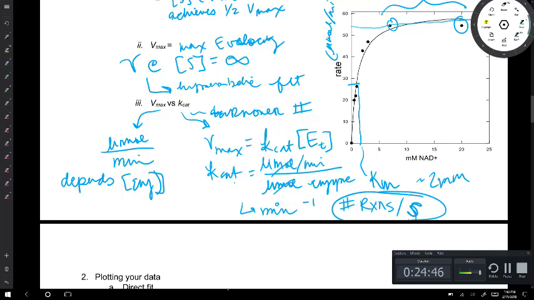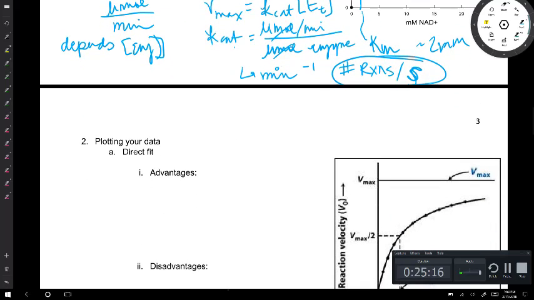And so by taking out that molar component, that dependence on the concentration of enzyme, you can compare your turnover number to somebody else's, because now you don't have to worry about slight differences in concentration that may come from the sample, or maybe the method that you use to measure the concentration of the sample.